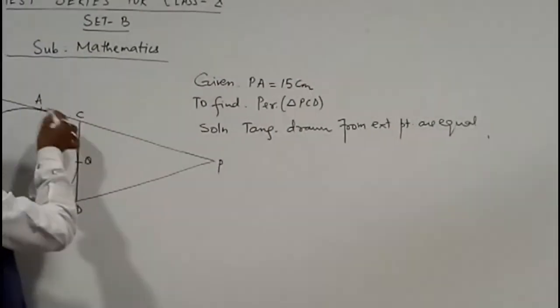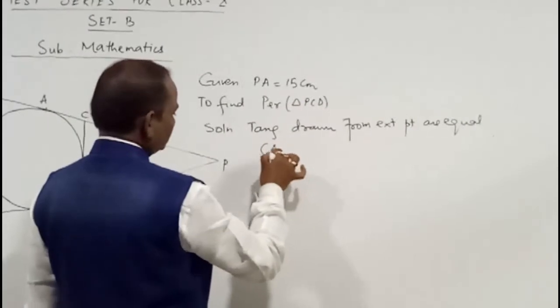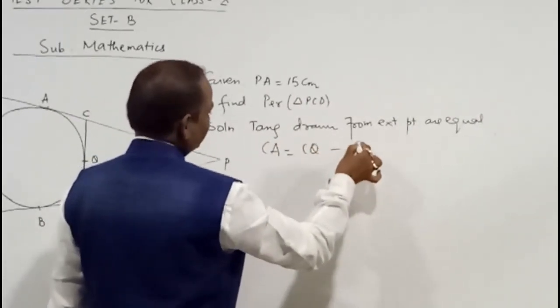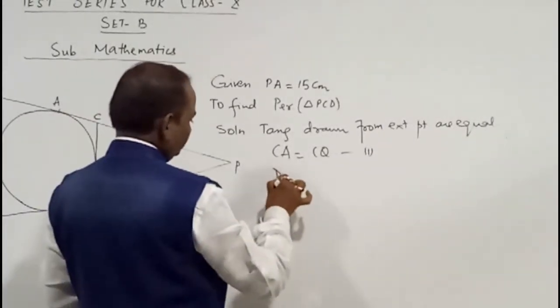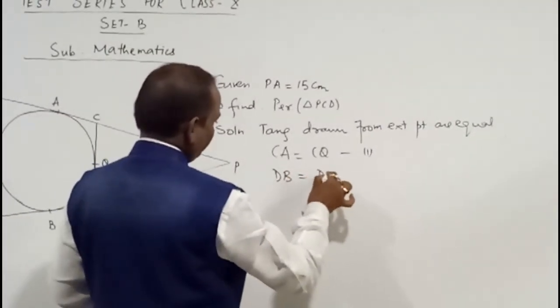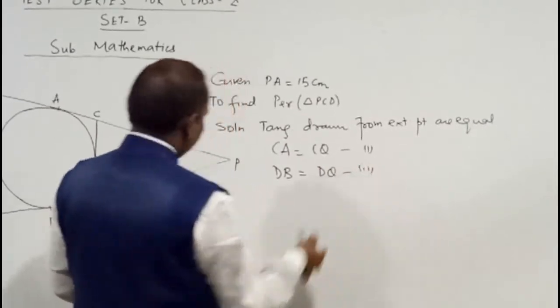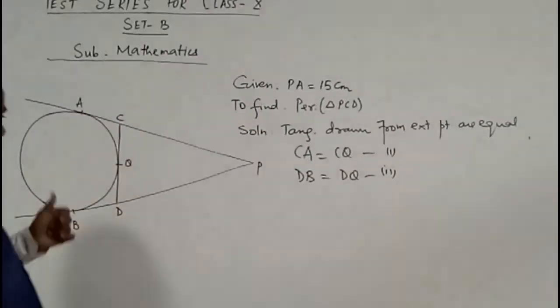Then we can write CA is equal to CQ. Let this relation be named as number 1. Then DB is equal to DQ. Let this be number 2, and then I can write PA is equal to PB.